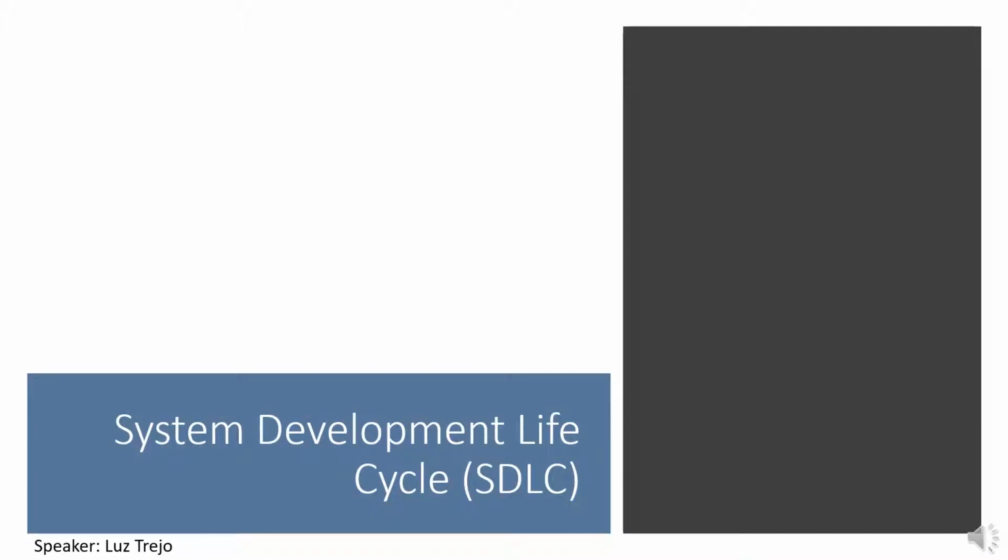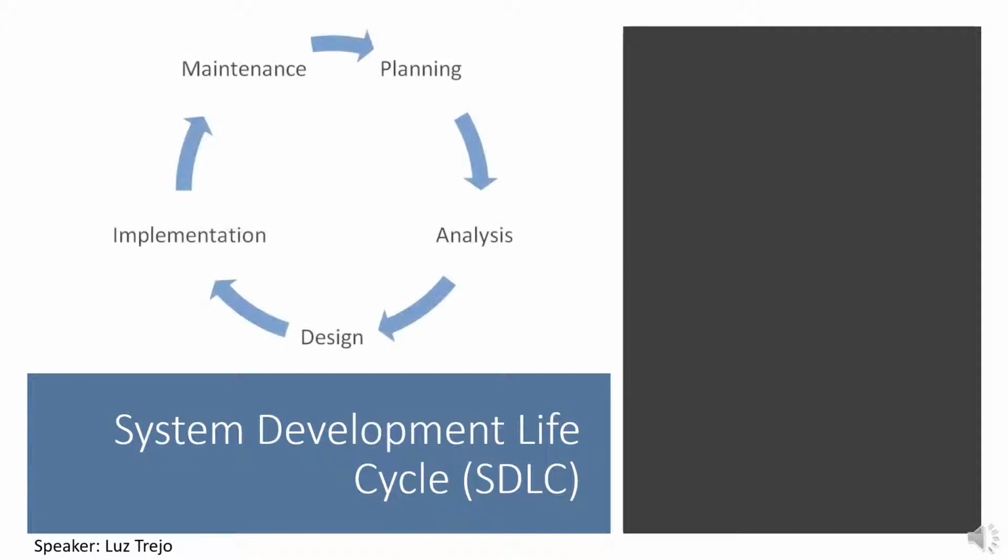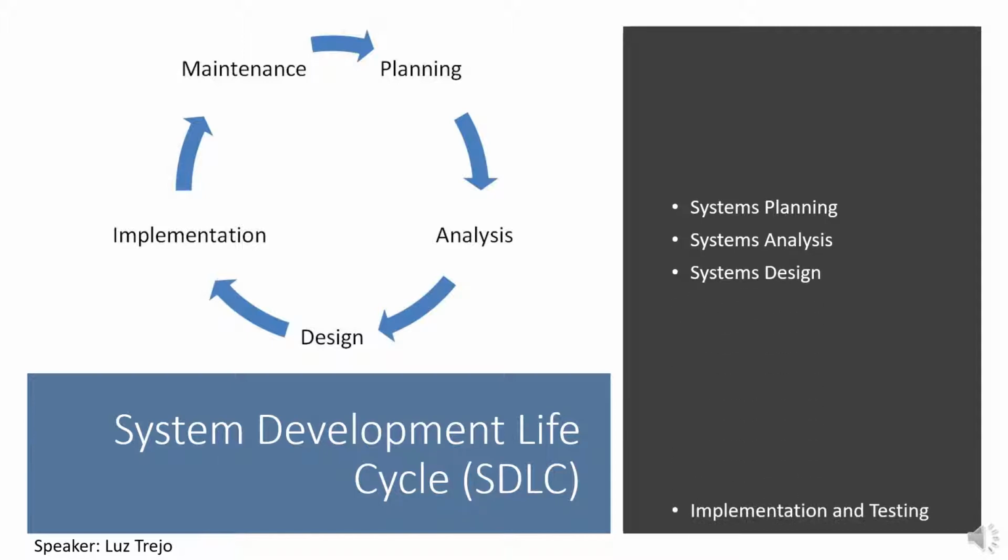To create a new system, it has to go through the system development lifecycle, which consists of 5 stages: system planning, systems analysis, systems design, implementation and testing, and support and maintenance.